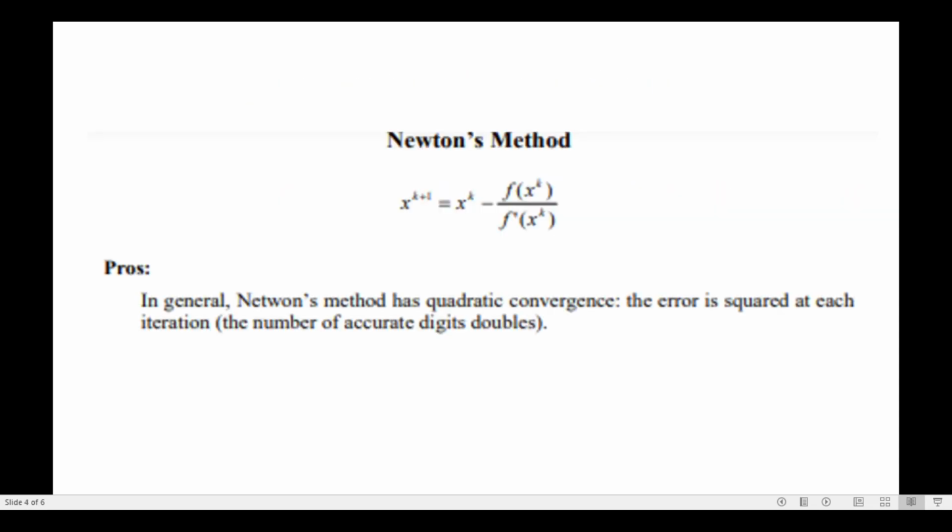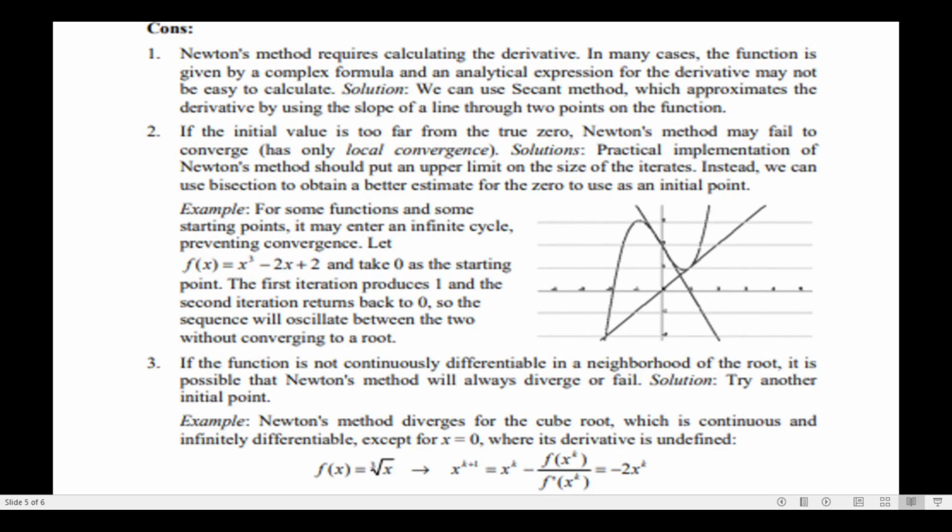So in Newton's method, to find the root, we take the iterative formula, that is x_{k+1} equals x_k minus f(x_k) divided by f'(x_k). So what are the uses of it? Newton's method has quadratic convergence. That means the error is squared at each iteration, so the number of accurate digits doubles. But there are so many bad points while doing this Newton-Raphson method.